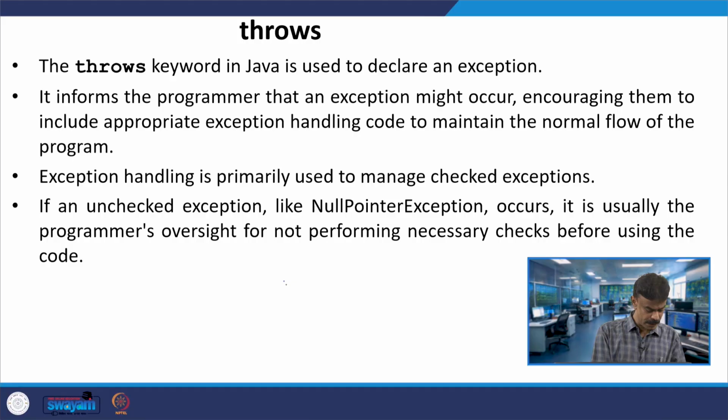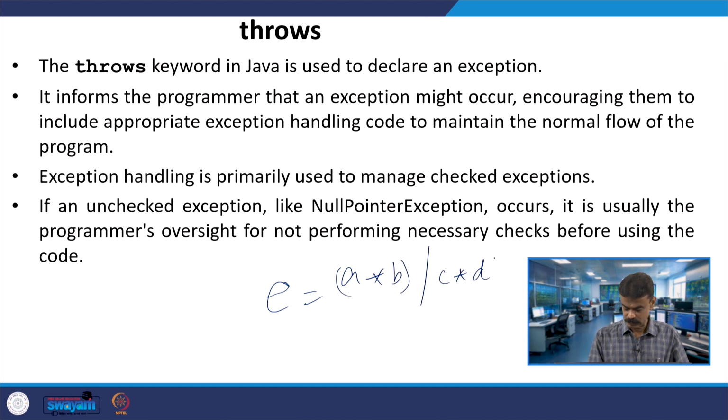Suppose the programmer knows that there may be an exception in the program. For example, let us assume that I am encountering this particular case, E is equal to A star B slash C star D. I know that if either C is equal to 0 or D is equal to 0 or both are 0, there will be a divide by 0 error, an arithmetic exception.